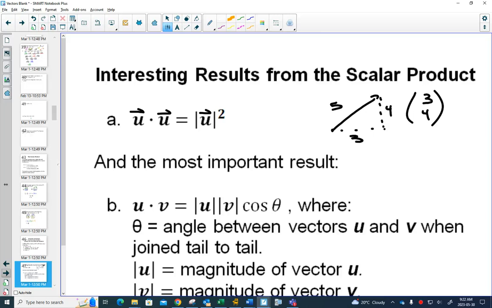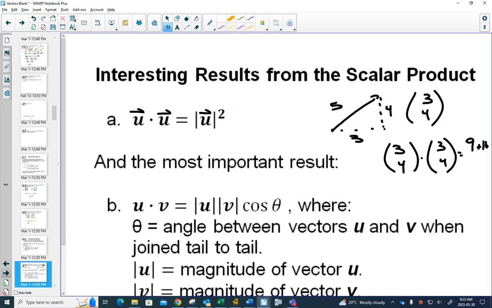Notice that when you do the dot product with the same thing, you get the a squared and you get the b squared. It's just a squared plus b squared, but you never square rooted it. So then you always get c squared as a result, which is the length of your vector, but it hasn't been square rooted.